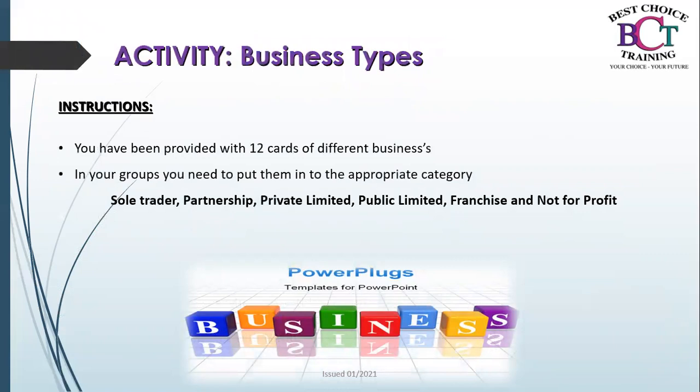Your first activity is business types. You have been provided with 12 different businesses. In your groups, you need to put them in the appropriate category. So which card fits into sole trader, partnership, private limited, public limited, franchise, and not-for-profit? When you're ready, complete this activity.